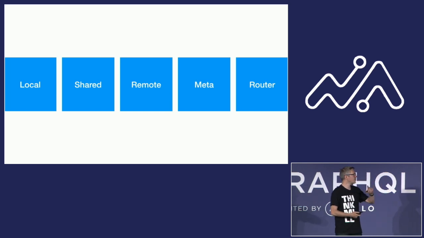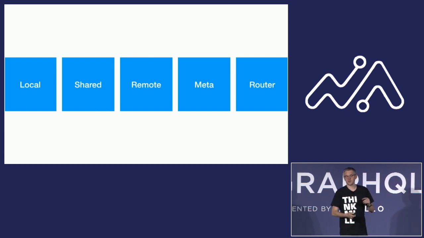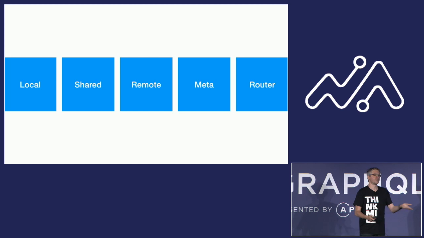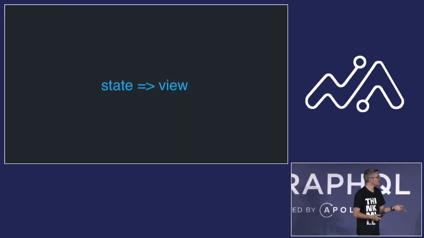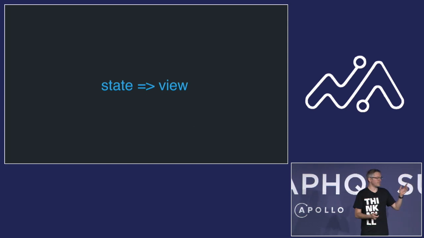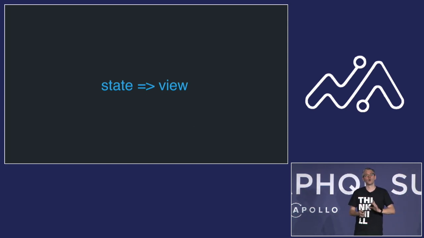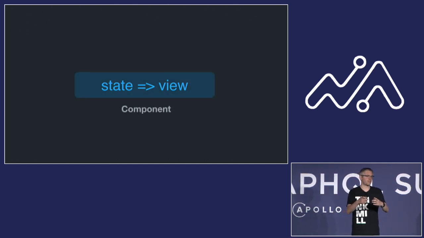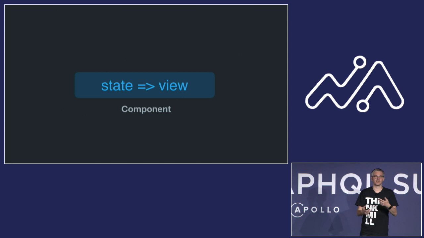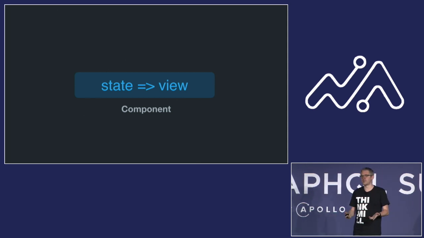Now, before I go into what each of these different types of state are, I'm going to cover a quick concept that's going to thread through the rest of the presentation, which is components. So back to this idea where our view is a function of our state. What we can do in modern front-end frameworks is bundle that together so that we have these building blocks of state becoming view, and they are our components.